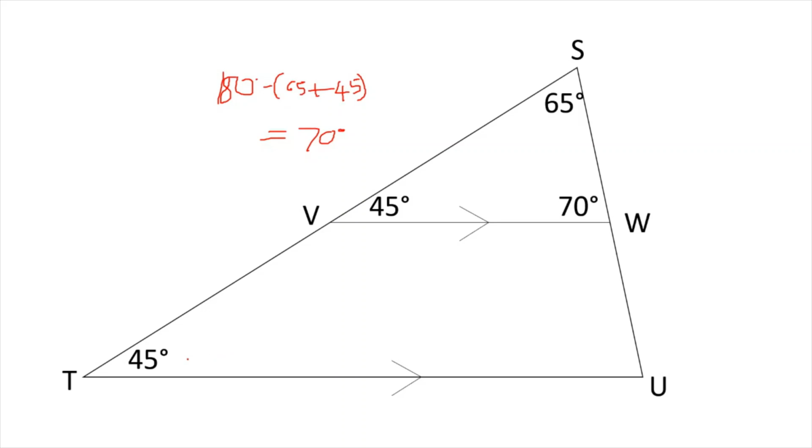Now, if you notice here, STU is also 45 degrees, which is actually what tells us that these two lines are parallel. And TSU is 65 degrees. So if we want to find out this angle, well, we already know it's 70 really, but if we wanted to double check, we would do this same sum, 180 degrees minus 45 plus 65 degrees. So this one's going to be 70 degrees also. So we can tell that these two lines are indeed parallel.